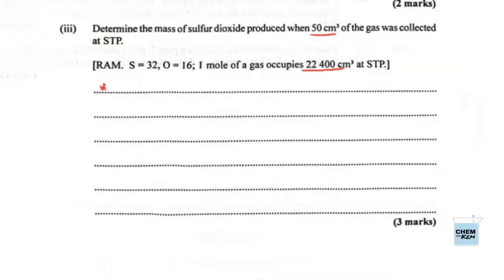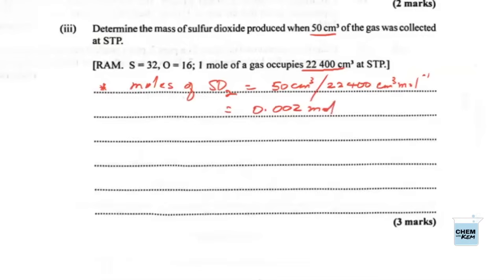So first part, we're going to take the 50 cm cubed and convert it to moles. We're pretty much just dividing by 22,400 cm cubed per mole, and that will give us 0.002 moles of the gas.